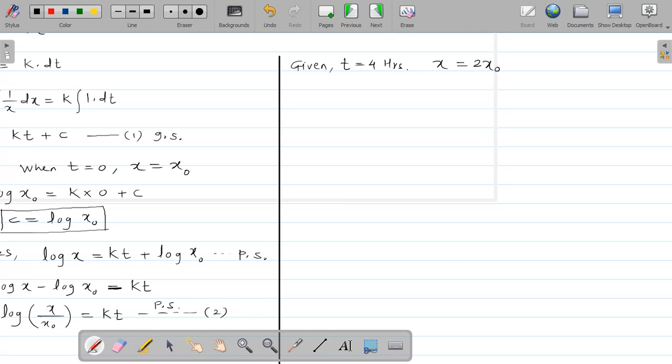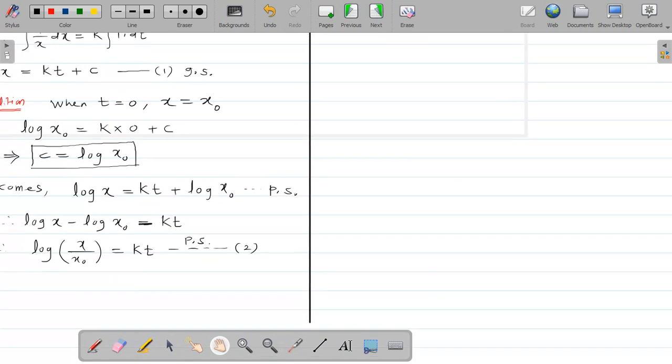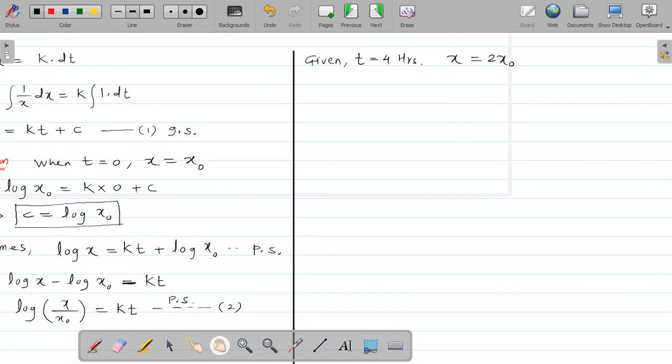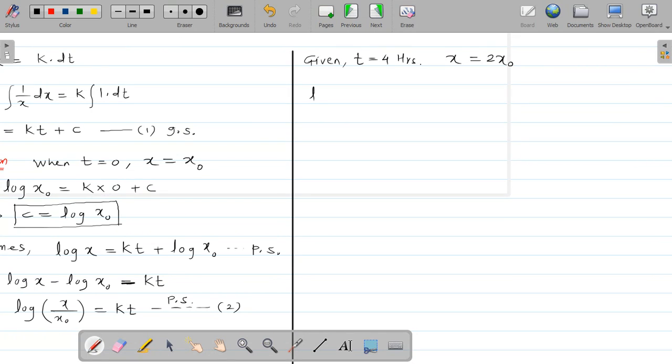Now put this value in equation number 2, that is the particular solution. Then what will you get? We get log of x, x means 2 times x0, upon x0 is equal to 4 into k, because t is equal to 4. Now x0 will get cancelled, so log 2 is equal to 4k, and hence you will get the value of k, that is 1 upon 4 into log 2.